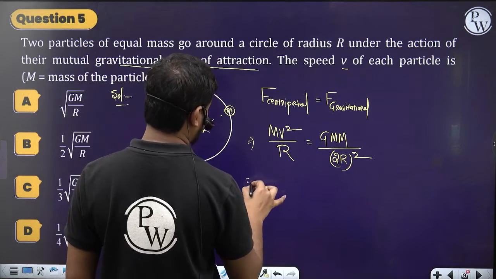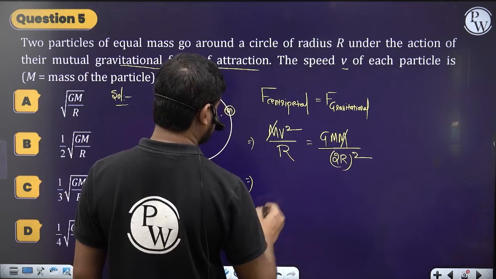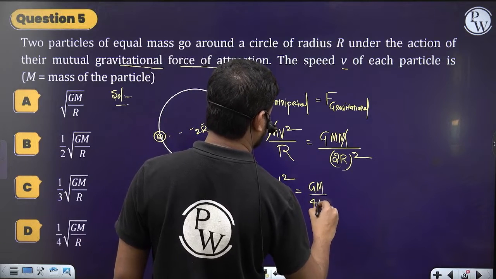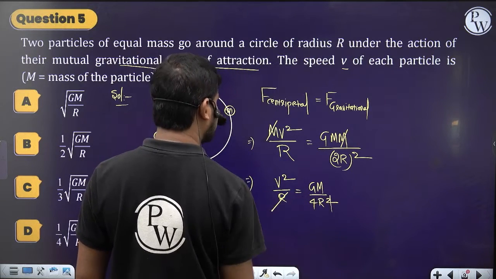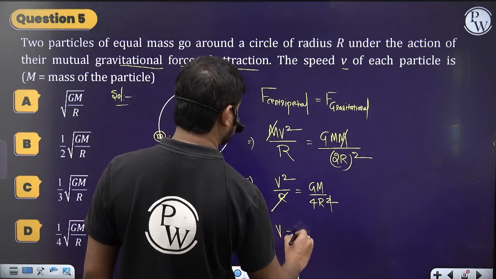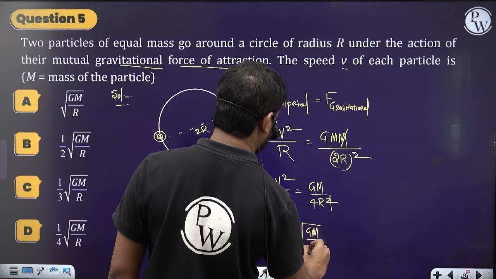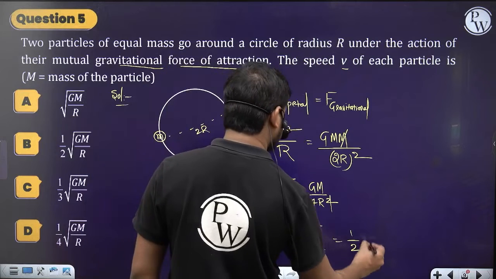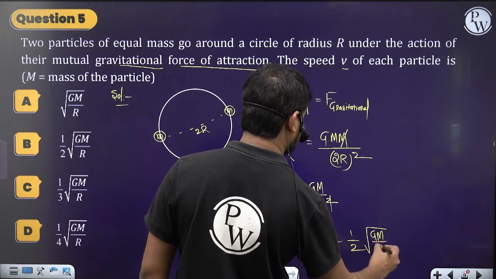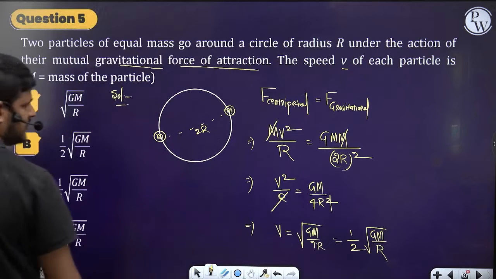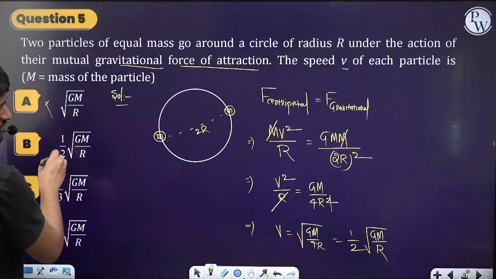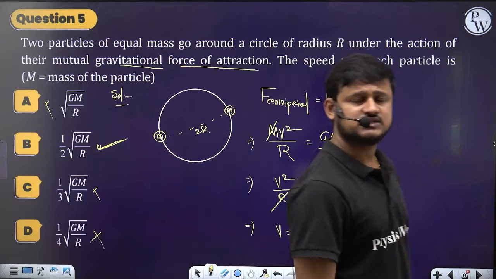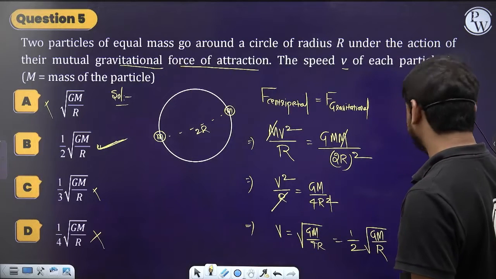So from here, m gets cancelled, so v square by r is equal to gm by 4r square, one r gets cancelled. So we need v is equal to root over gm by 4r, r. So 1 by 2 you can write. If you take 4 out, 1 by 2 into root over gm by r. So this is the velocity v, 1 by 2 into root over gm by r, correct? Not 1 by 3, not 1 by 4. Clear? Understood, guys? Chalo, let's move further.